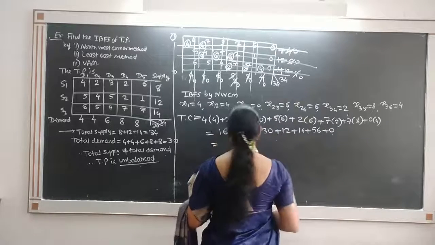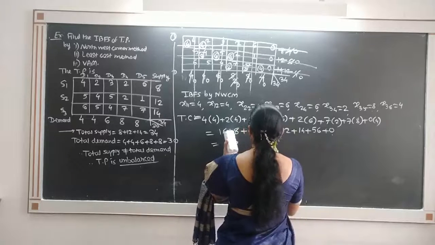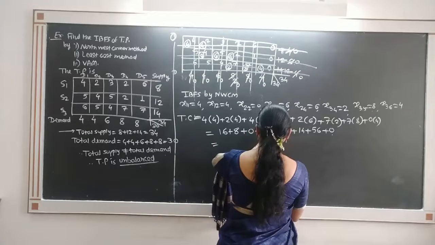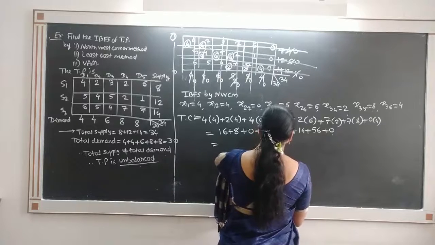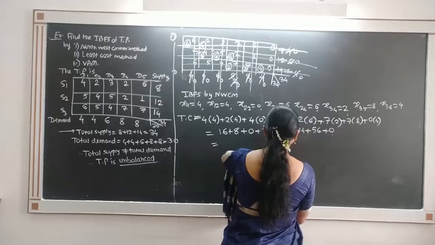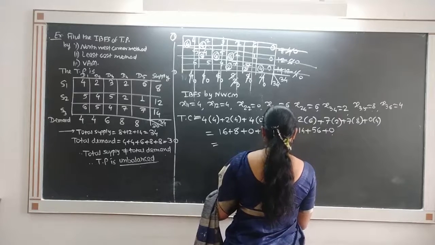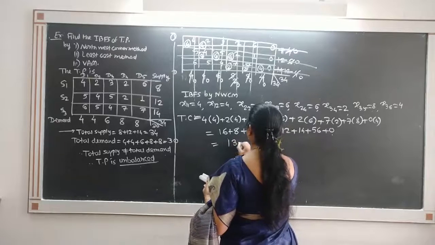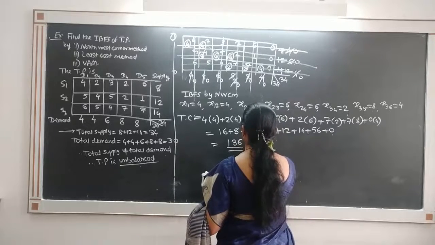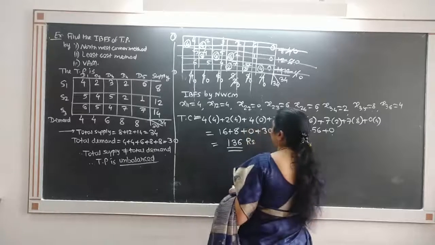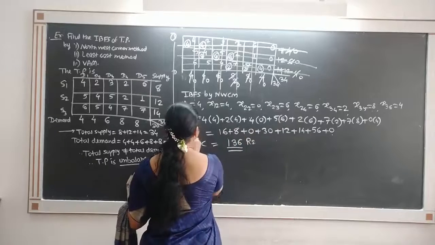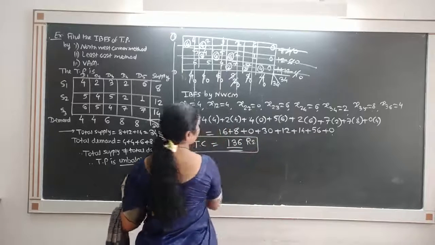So it comes to be 24 plus 30, that is 54. 54 plus 12, 66. 66 plus 14, 80, and 80 plus 56 is equal to 136 rupees. So the transportation cost comes to be 136 rupees by northwest corner method.